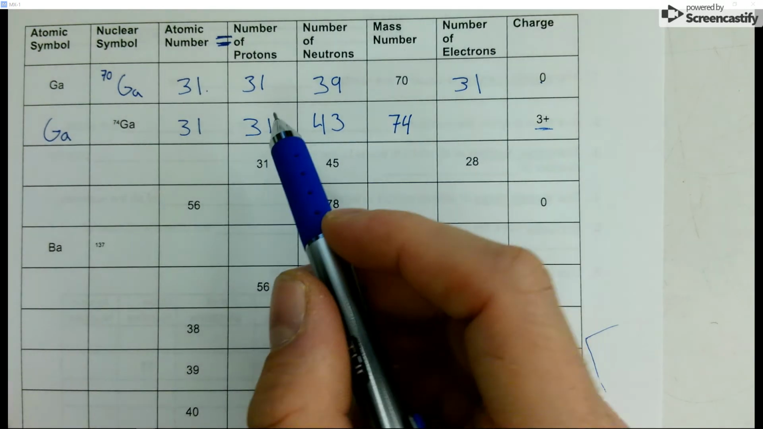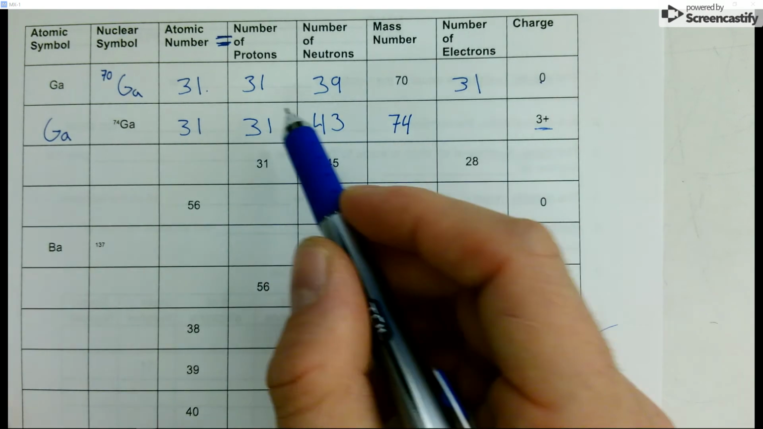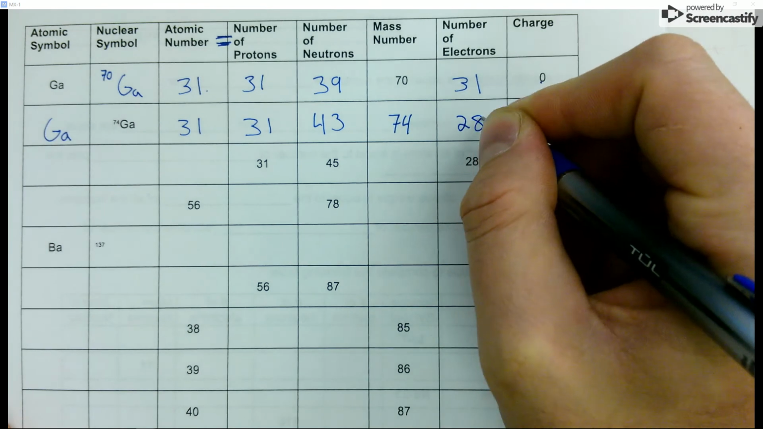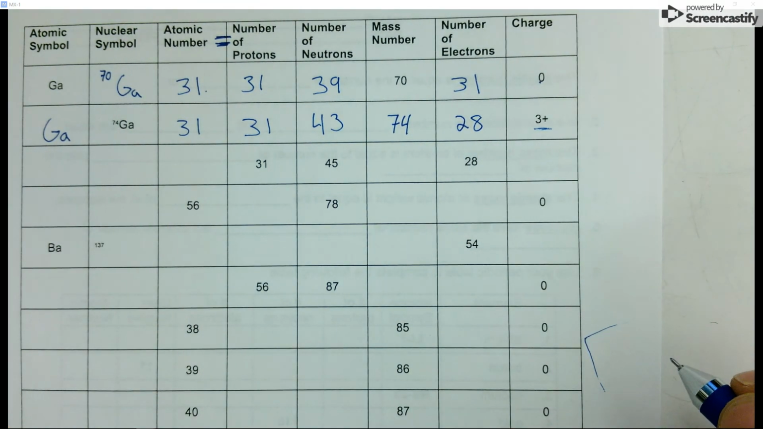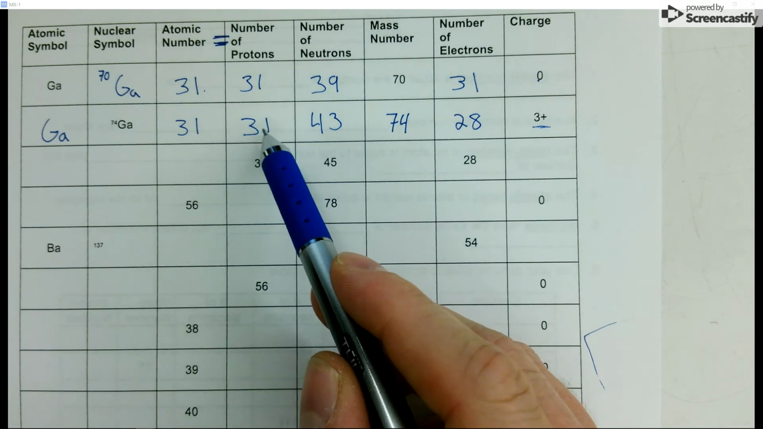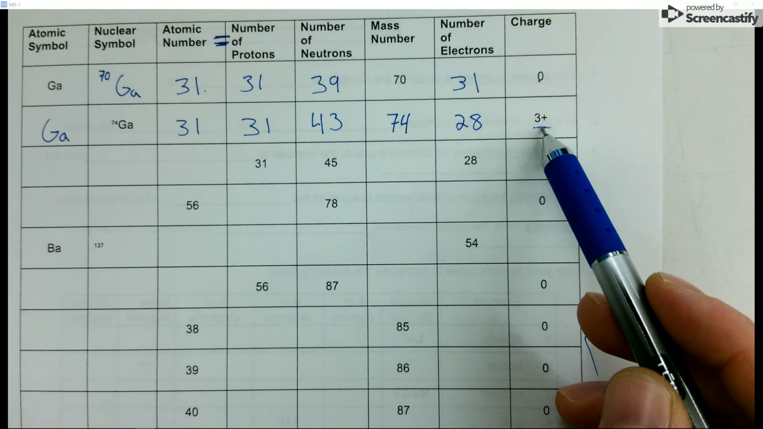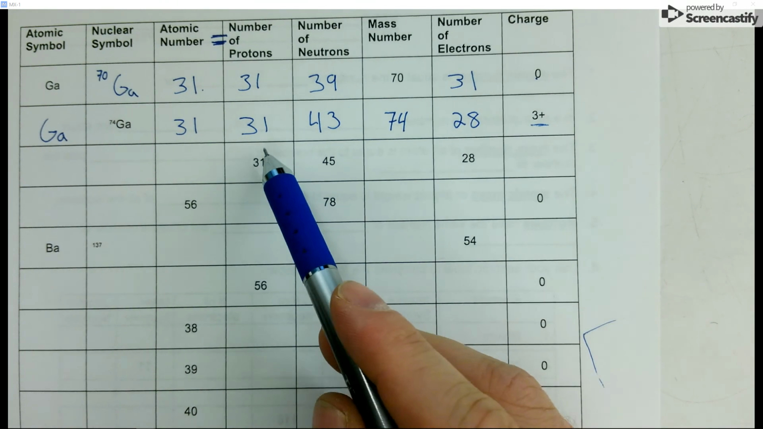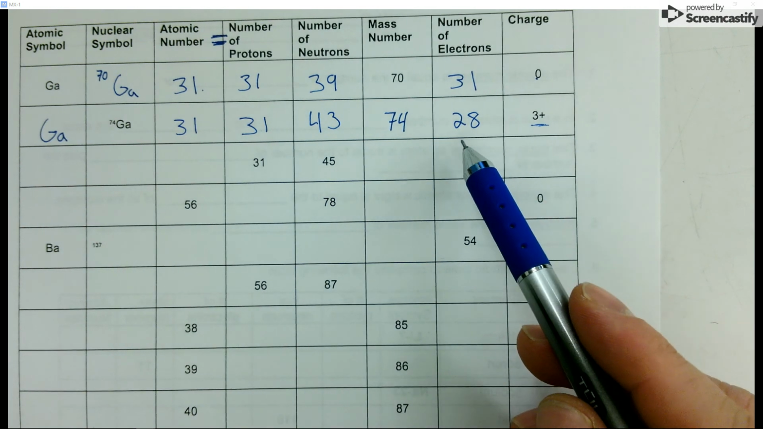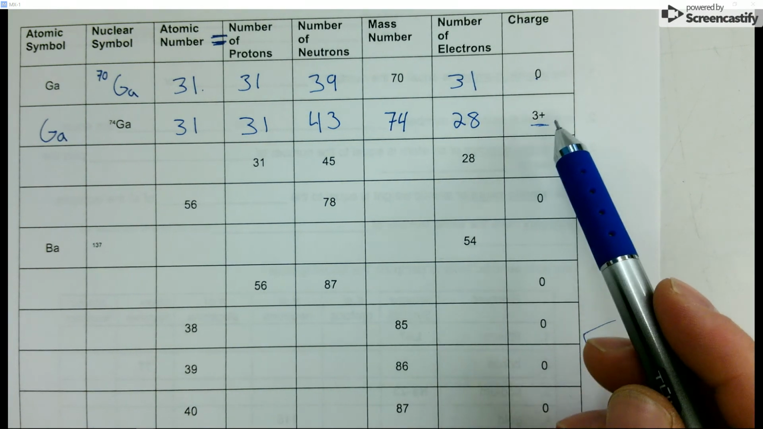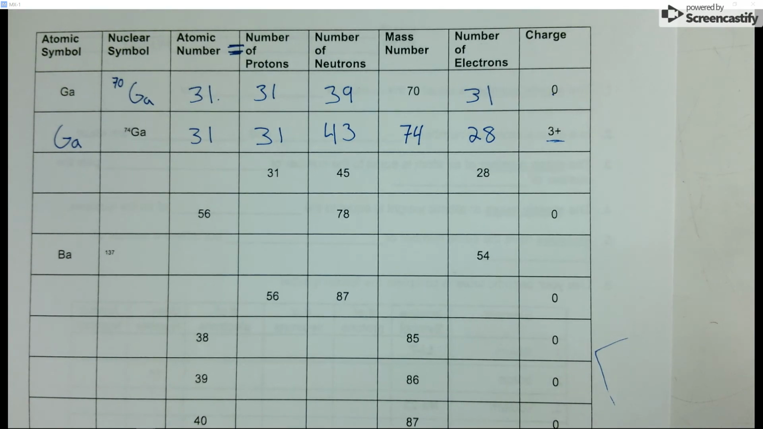So if we have 3 more protons than electrons, we have 31 protons. That means we need to have 28 electrons. A way to double check yourself: if you do protons minus electrons, so 31 minus 28, that should give you positive 3. If this was a negative 3, we could do protons 31 minus 34 electrons, and we would get negative 3 to get an overall negative 3 charge.